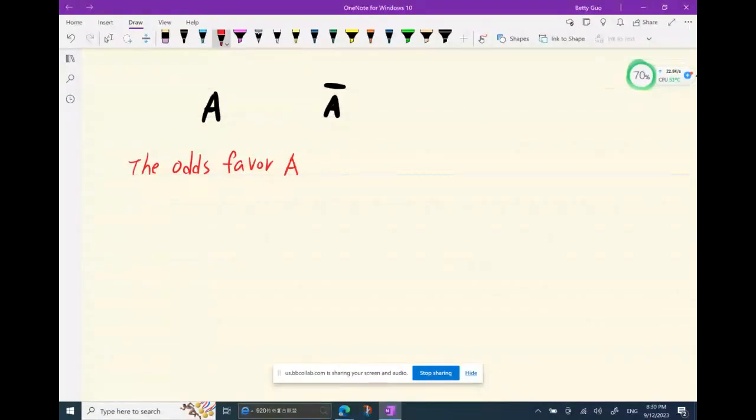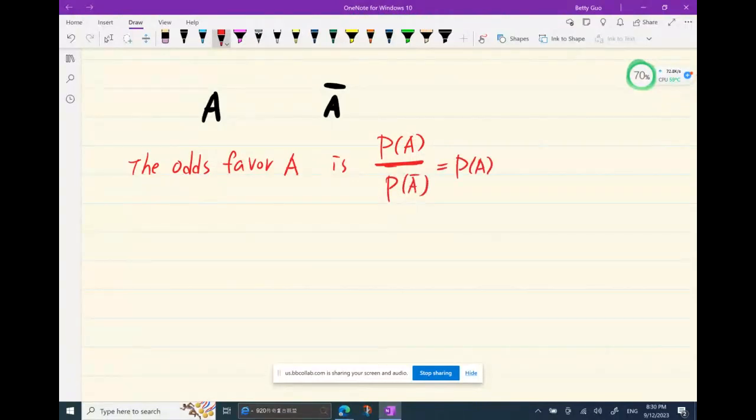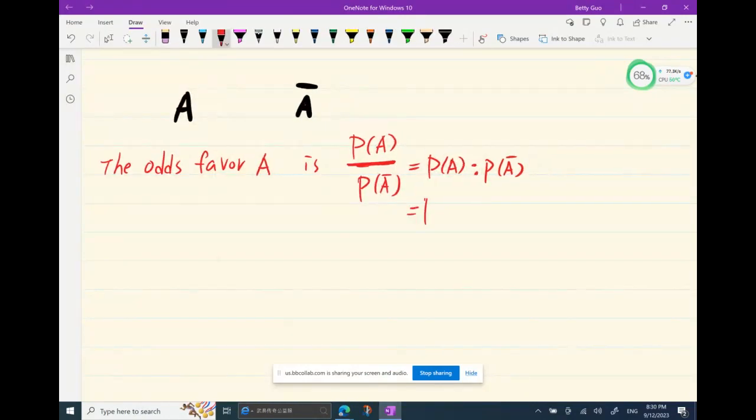We define the odds in favor of A as a ratio. A ratio of what? A ratio of P of A and P of A bar. A ratio can be written in different ways, or we can write a ratio as a fraction. It has three different forms. We use the fraction form most of the time, the one I'm coloring orange.